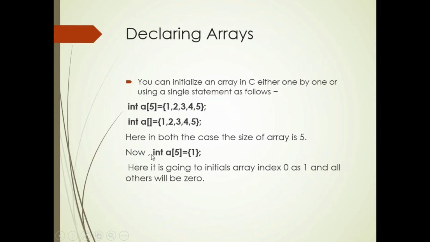Now here we are going to see one different example in which we have given an array size of 5 but we have initialized only a[0] as 1 and we have not initialized a[1] to a[4]. So by default the compiler will take the value 0. Now let us see one program related to arrays in C.